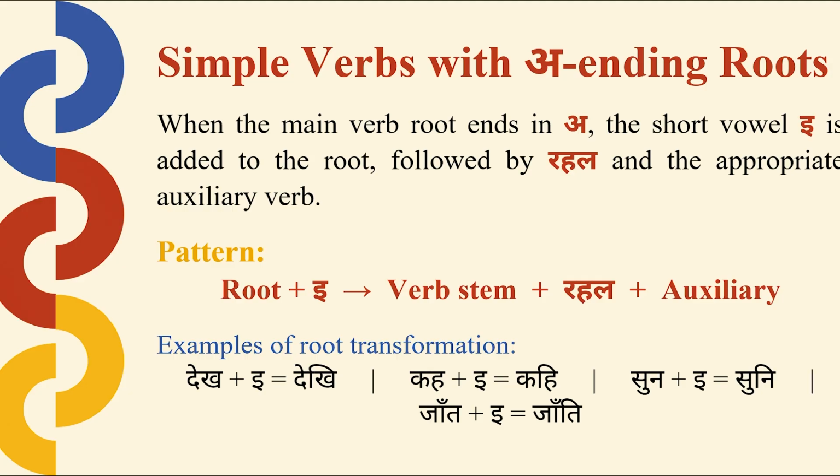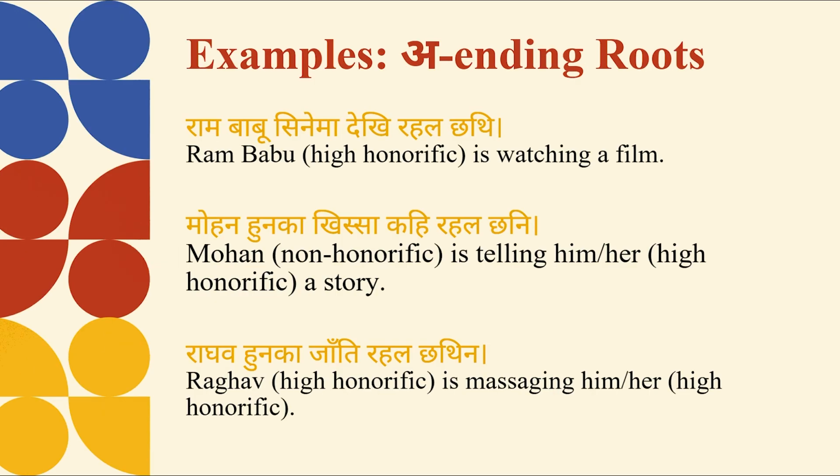So examples of root transformation. So dekh will become dekh, ka will become kai, sun will become sun, jat will become jait. Okay. Let's look at a few examples so that it becomes clear.